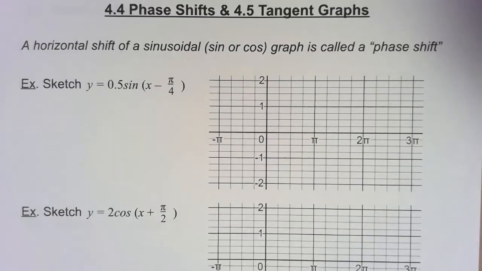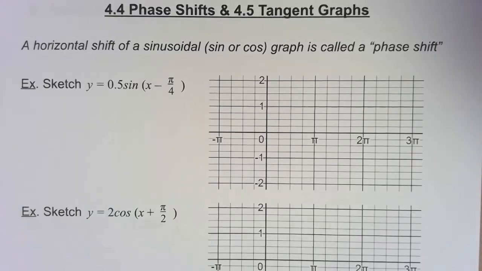So there's one more transformation of sine and cosine graphs that we still have to look at, and then we'll also look at tangent graphs. So with sine and cosine graphs, we did vertical and horizontal stretches. We changed the amplitude and the period. And we also did vertical shifts. We shifted up or down. We also did reflections. We reflected it across the x-axis.